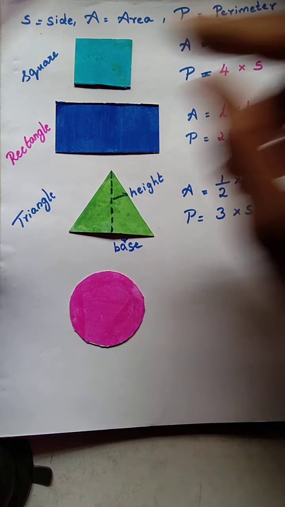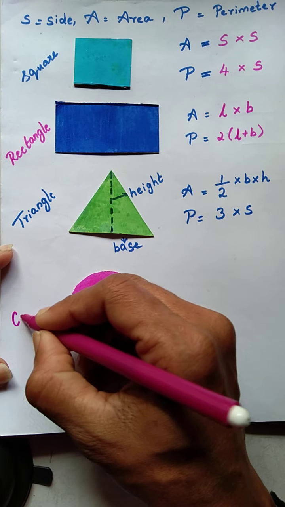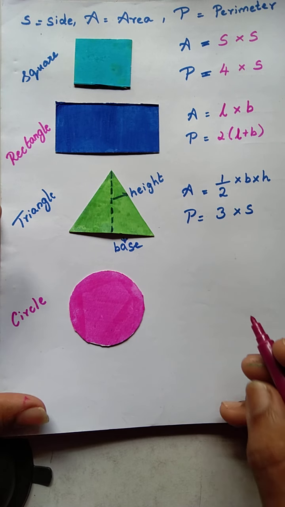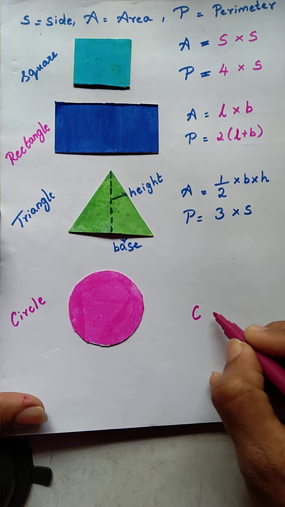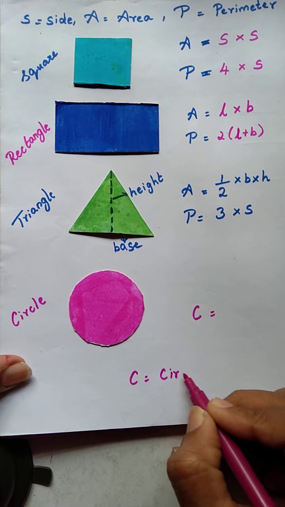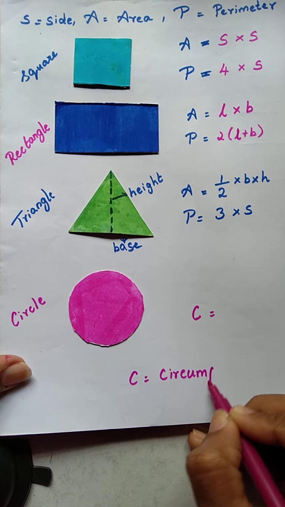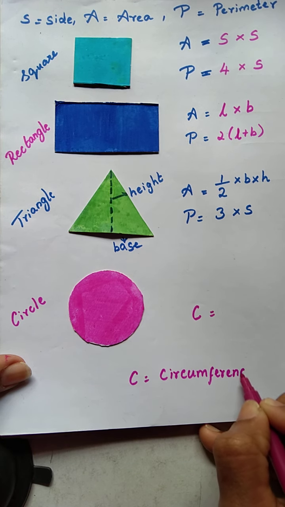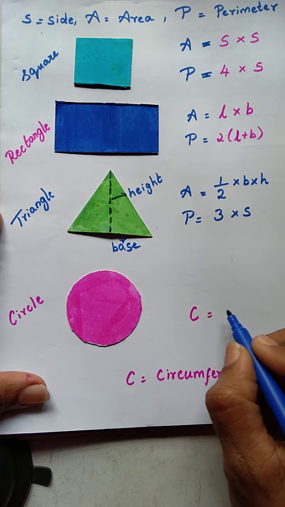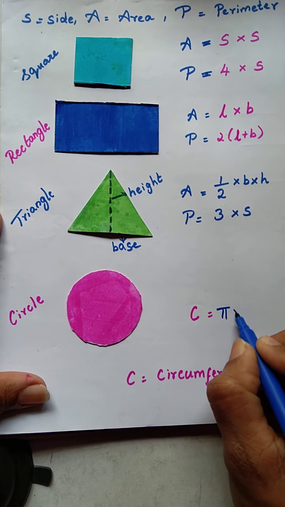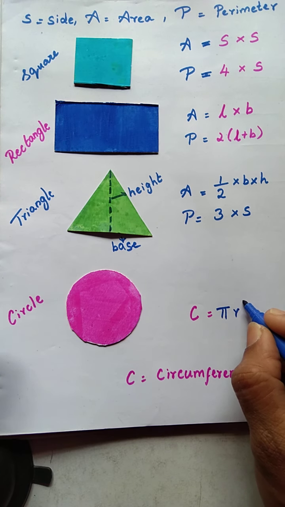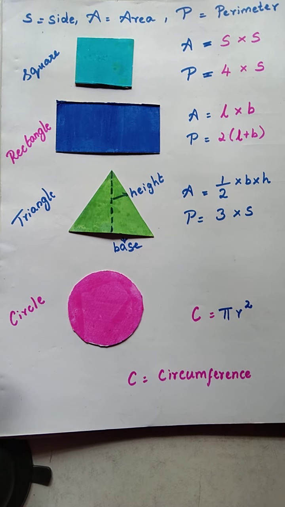Now we are going to find out about the circle. In circle, we can't name it as a perimeter. Instead of that, we are going to name it as a circumference. C for circumference. Circumference means boundary line, and we will calculate it with the formula pi r square.